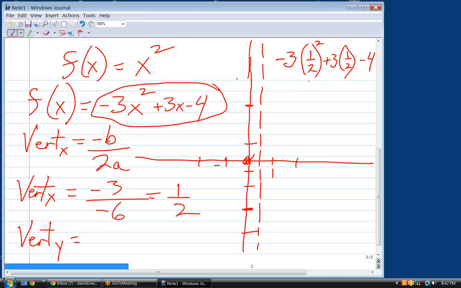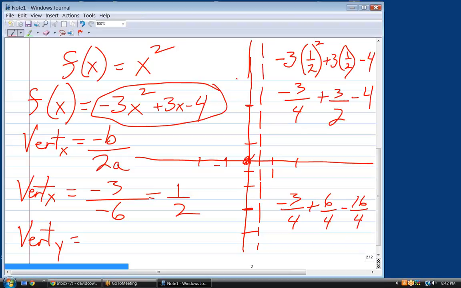Half of a half is a fourth, right? So that's minus 3/4 plus 3/2 minus 4. If we put everything in fourths, we got minus 3/4 plus 6/4 minus 16/4. What is that? Minus 19 plus 6. It looks like minus 13/4. Minus 13/4 is the y-coordinate of the vertex. Well, minus 13/4 is minus 3 1/4. So if I go down here, right there is the vertex.